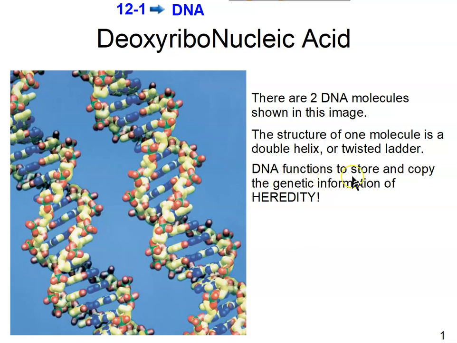And like I said, DNA functions to store genetic information. It's the genetic material of heredity. So it stores genetic information, and it allows for the copying of that genetic information, so it can be passed from parents to offspring or from cell to cell. And it can also be read when it's time to make protein. And that's one of the big things that we'll be looking at in this unit, is how does all that happen? And that's all part of the central dogma of biology.